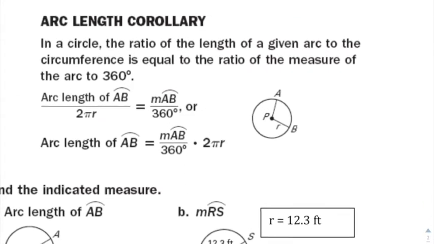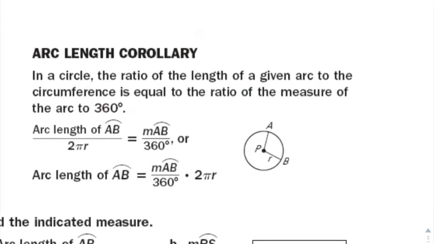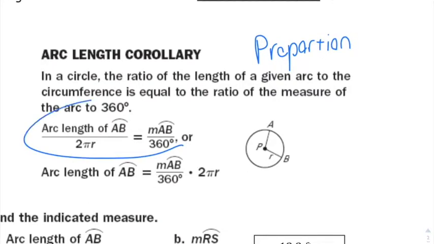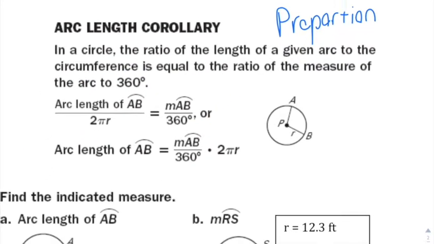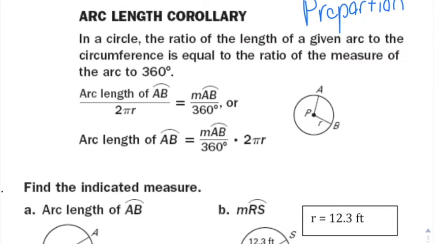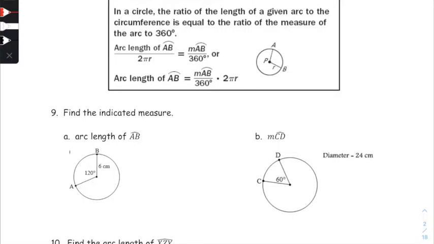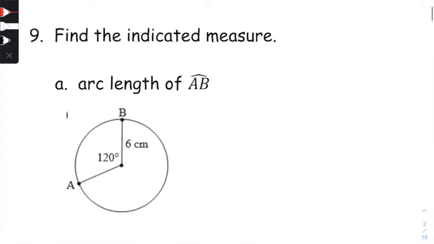Okay, so the way we're going to find the arc length is we're going to set up a proportion. You can memorize all this stuff here, but I don't really memorize it that way. I just kind of think in terms of a proportion when I'm trying to find the arc length. With number 9 right here, find the arc length of AB. That means find this outside distance right here to the circle. So it's just a piece of the circumference.